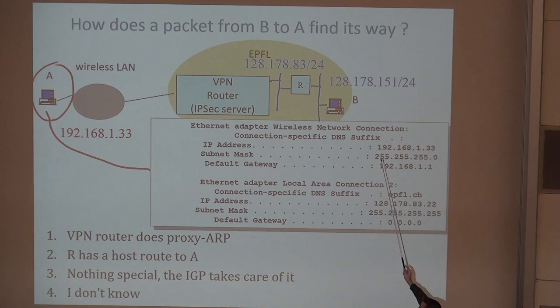Now assume B sends a packet to me, to A. So I'm logging to a server at EPFL, and that server responds with some data. How will this packet find its way? Do we need one of those solutions or nothing special?